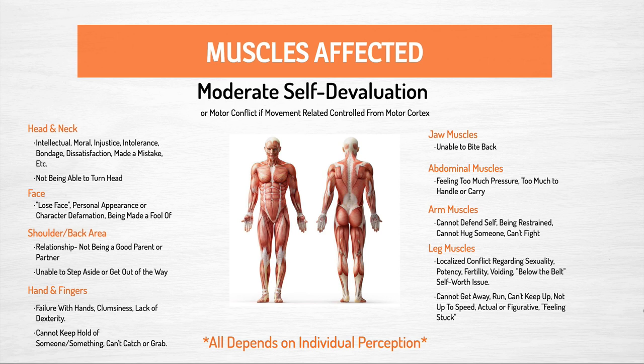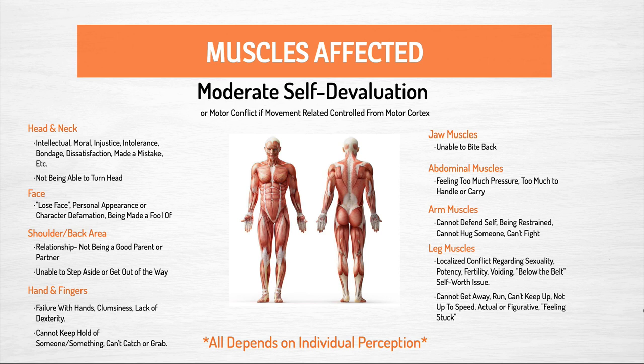look in some certain direction. The face, again, losing face, personal appearance, being made a fool of. The back and shoulder, relationship, being unable to step aside or get out of the way if it's a motor cortex movement conflict. Hands and fingers, failure with the hands, clumsiness, or not being able to keep a hold of something or someone, you can't catch or grab.